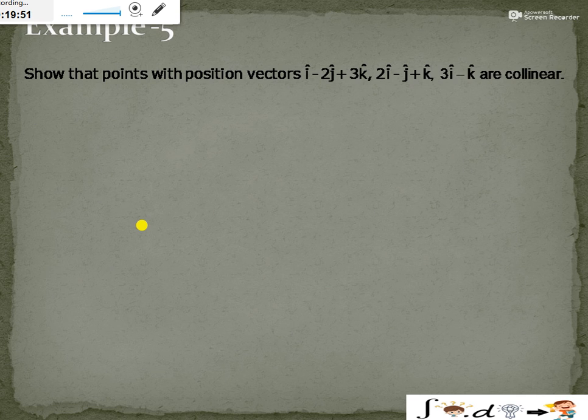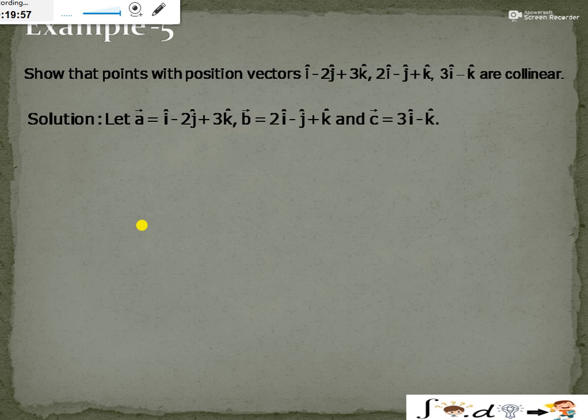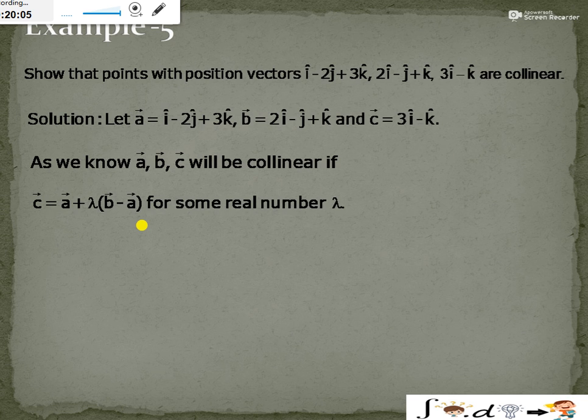I minus 2j plus 3k, 2i minus j plus k and 3i minus k are collinear. We have to consider ABC, vector A, vector B, and vector C. As you know, A, B, C are collinear if vector C is equal to vector A plus lambda times B vector minus A vector.